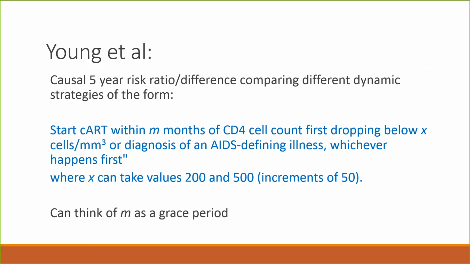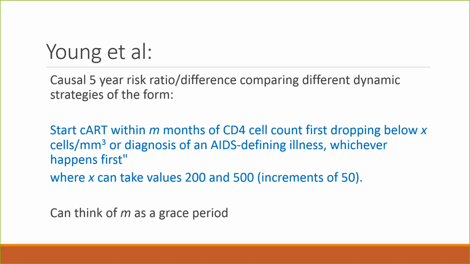So we could consider this strategy for X equals 500. That would be when your CD4 is still very high, you're still healthy. Start treatment early, or we could wait to start treatment until your CD4 potentially drops as low as 200. So this is basically a decision rule about when to start treatment. And we can think of M here as a grace period.